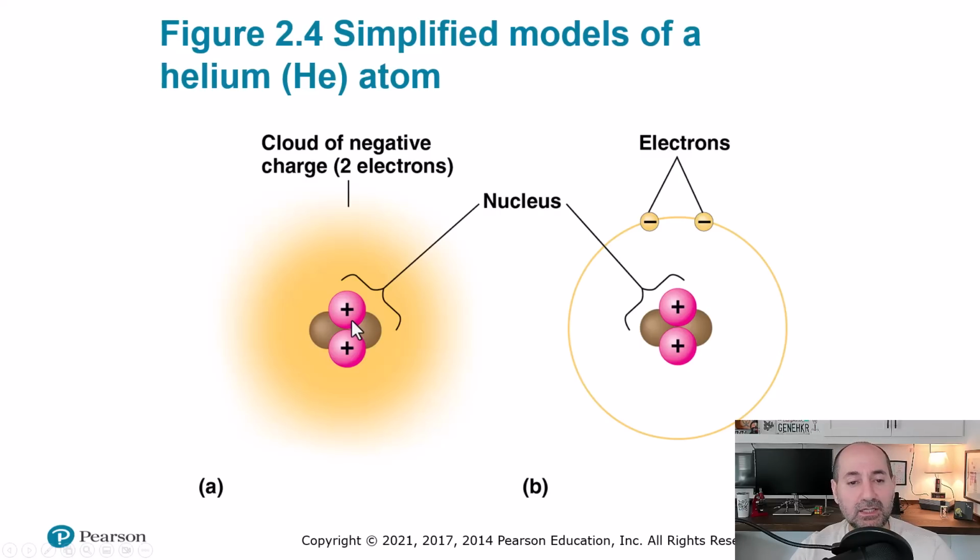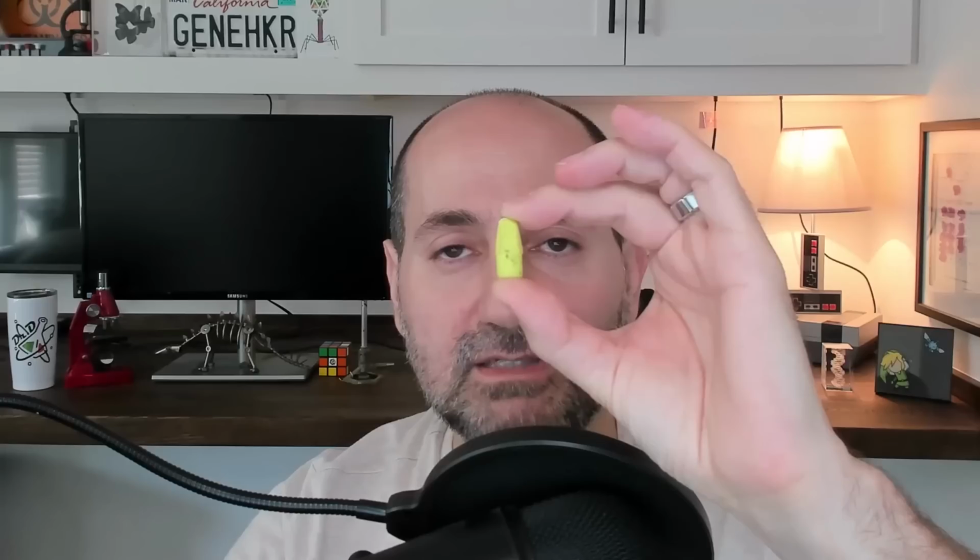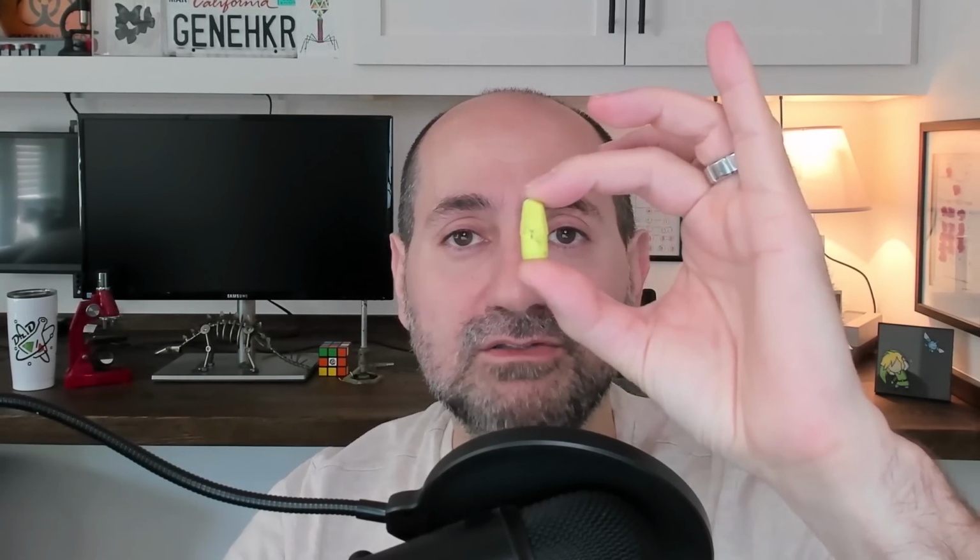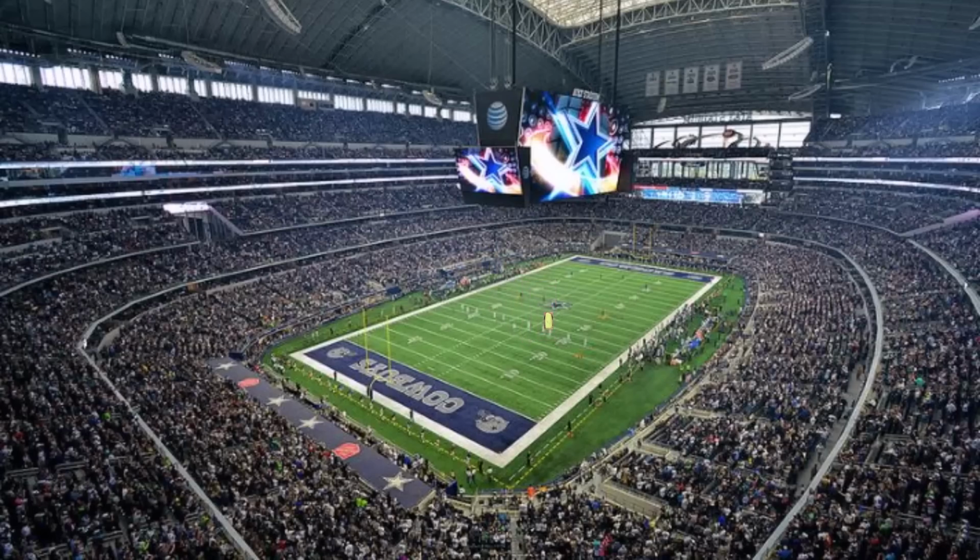Imagine if the protons and the neutrons, the atomic nucleus, was the size of this pencil eraser right here. You see right in my hand, I have this pencil eraser. And this is the mass of the protons and the neutrons. So you're looking at the protons and the neutrons of a typical element. Then imagine if I took this pencil eraser and placed it in the center of Cowboys Stadium, okay? Now, bear with me here. Now I place the eraser on the 50-yard line of Cowboys Stadium.